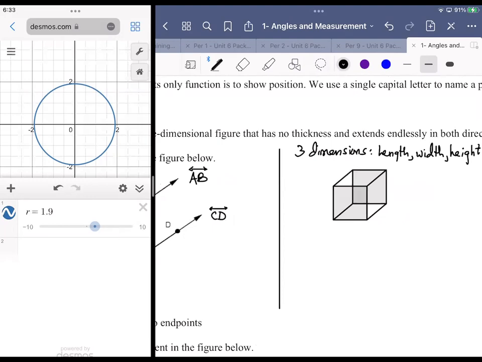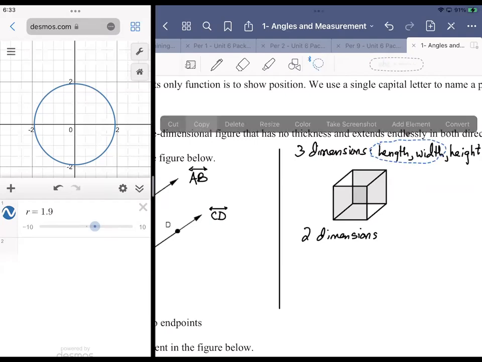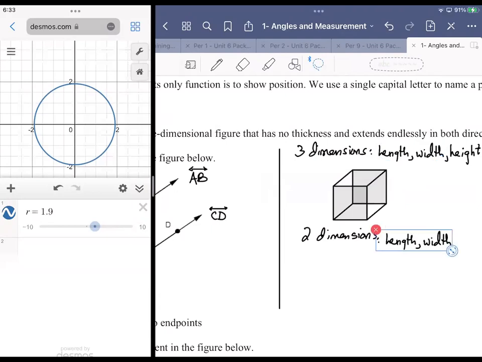All right. So if we wanted to bring this down to 2 dimensions, we'd have to get rid of one of these. So maybe we get rid of height. So 2 dimensions. We'd be looking at the length and the width only. Now, in this context, that should make some sense.